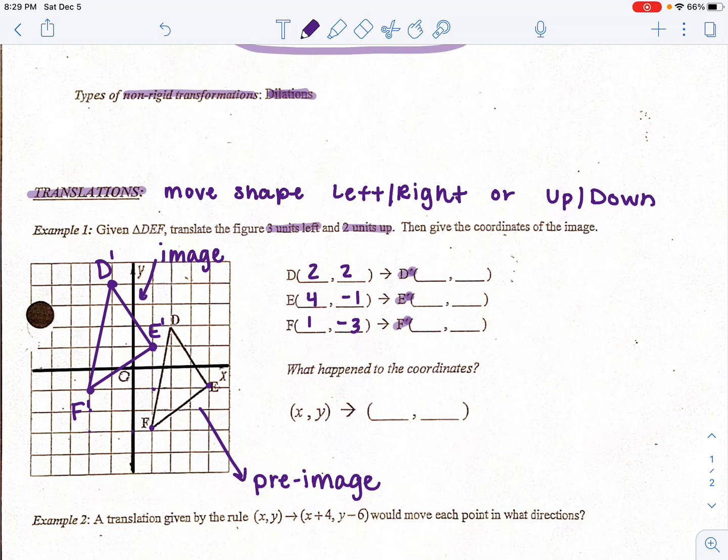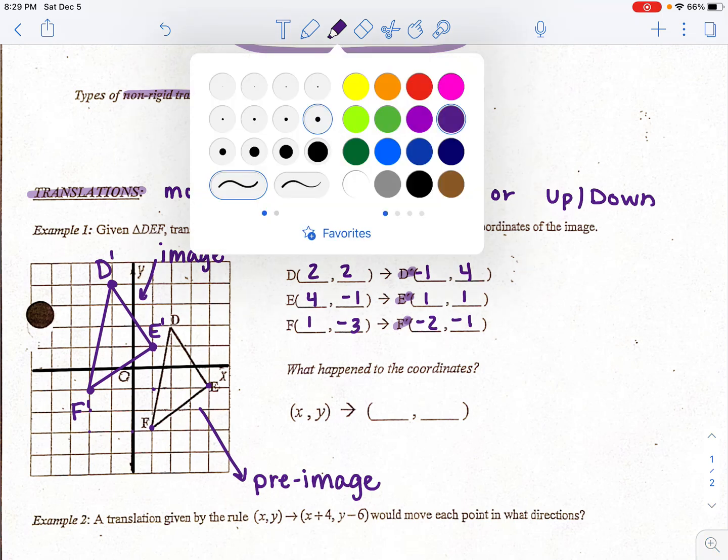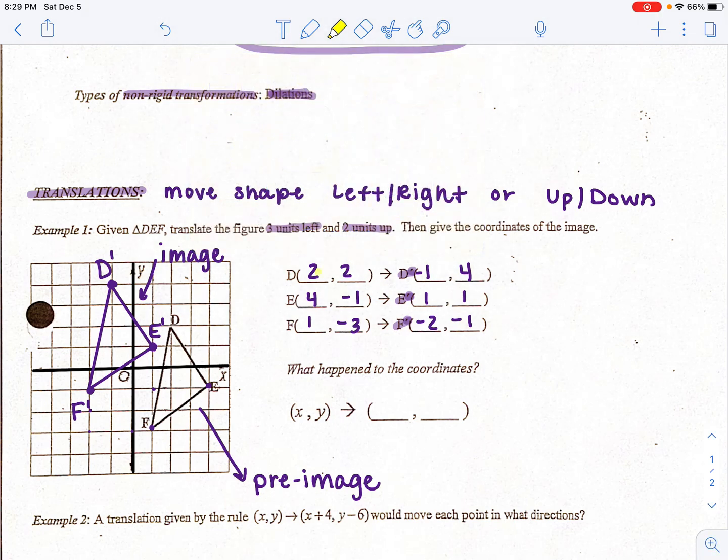Okay, we're at the coordinates. The coordinates of D prime are -1, 4. The coordinates of E prime are 1, 1. And the coordinates of F prime are -2, -1. So let's look at those coordinates real quick, a little bit more in depth. If you look at the first one, D, we went from 2 to -1. The difference between 2 and -1 is I subtracted 3, which is the same thing as going left 3 units.